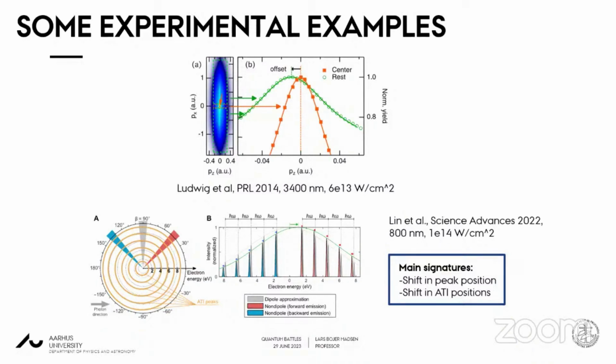And when you look in the forward direction, what they found in the experiment was that the ATI peaks were not at the position you would expect, but were shifted backwards a little bit. And when you looked in the backward direction, you found that the ATI peaks, notice the energy here, were shifted to high energies. It's very strange and a priori not okay somehow, right? I mean, it seems to be violating energy conservation. So these are both non-dipole effects, and I'll explain these things. The take-home message here is that the main features are shifts in peaks and shifts in ATIs.